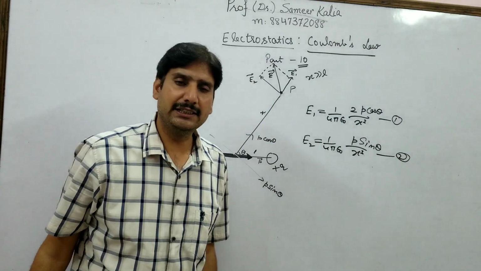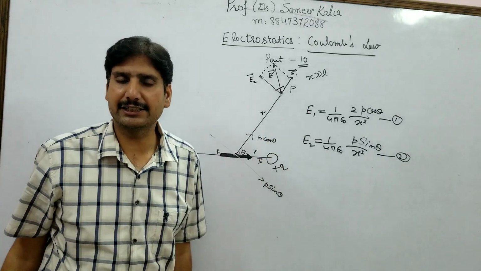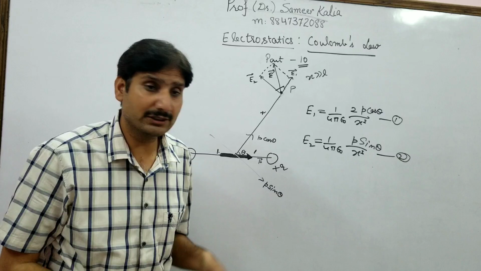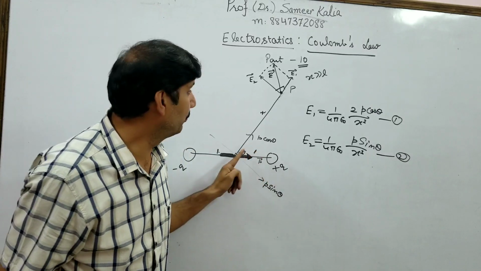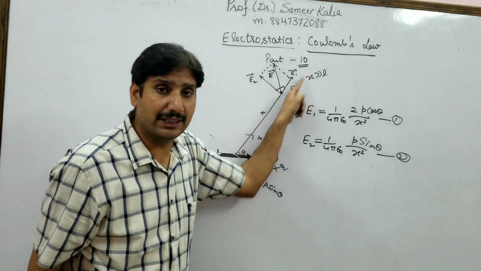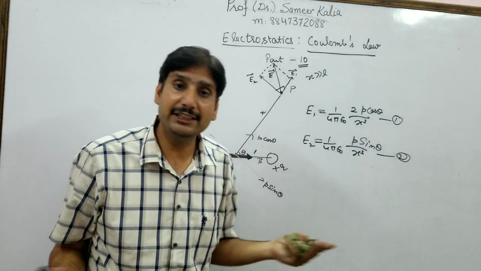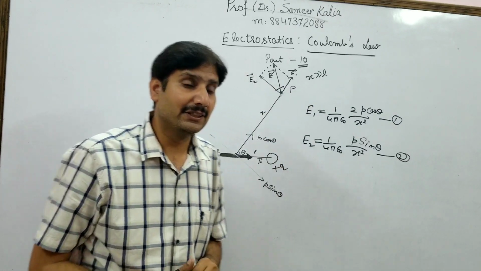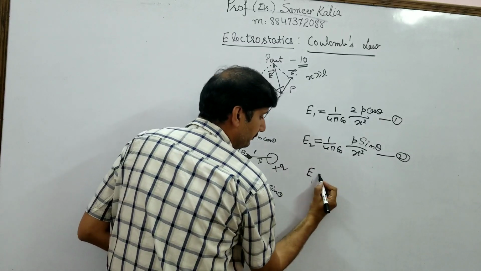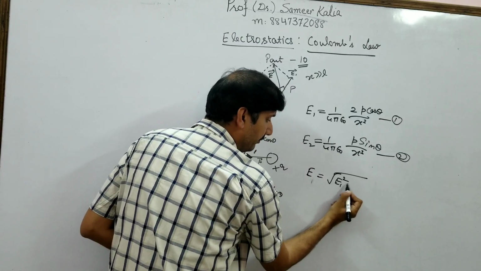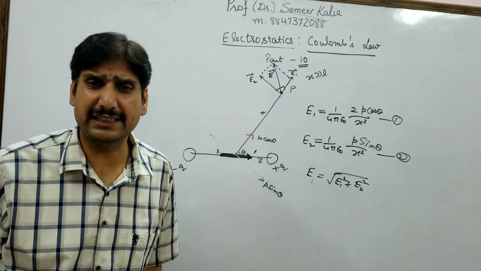Now E1 and E2 are acting in mutually perpendicular directions, because I have taken these components as rectangular components, and one vector E1 is along one component and the other is along the other. So E1 and E2 are also perpendicular to each other. Need not tell you that the resultant would be the square root of E1 square plus E2 square plus 2 E1 E2 cos 90.